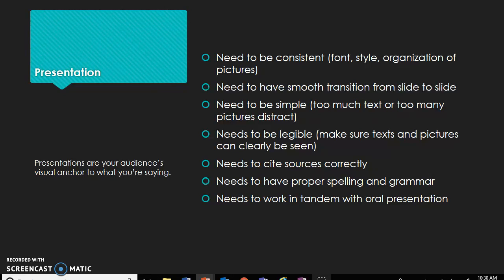All right. So you need to work with your presentation. Your oral presentation should complement your visual presentation, and your visual presentation should complement your oral presentation.